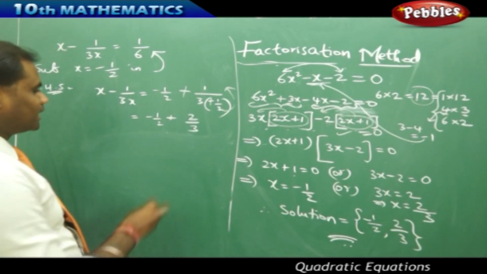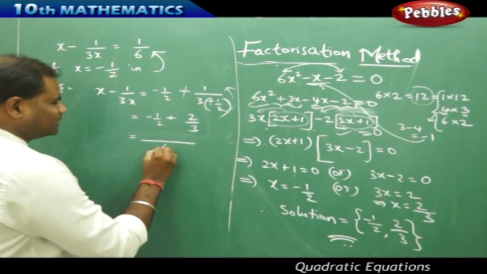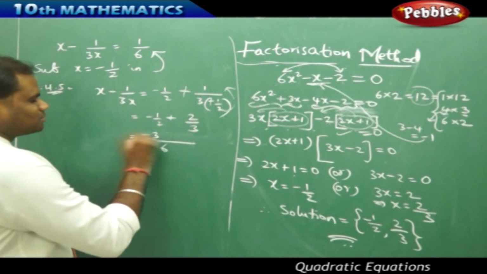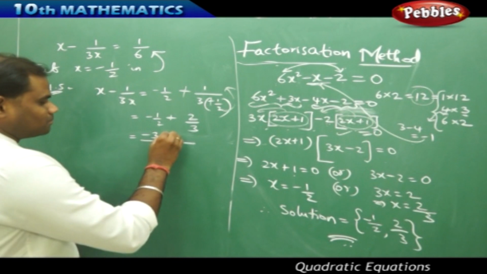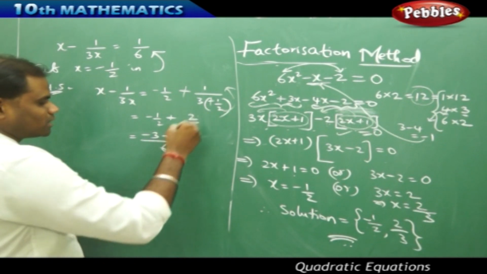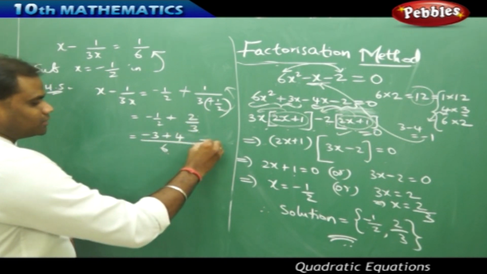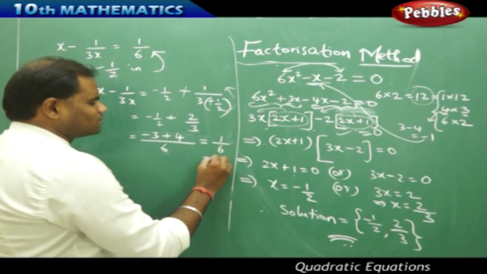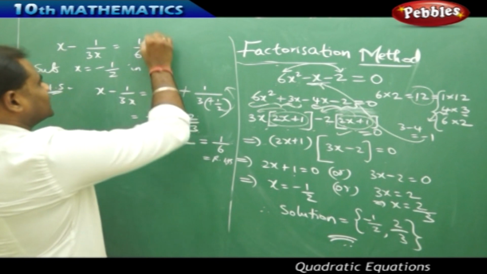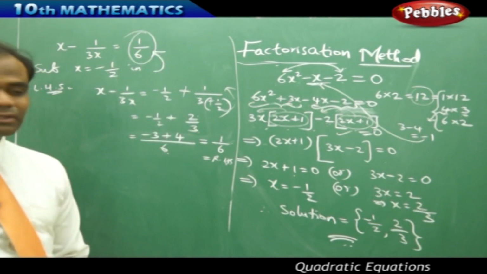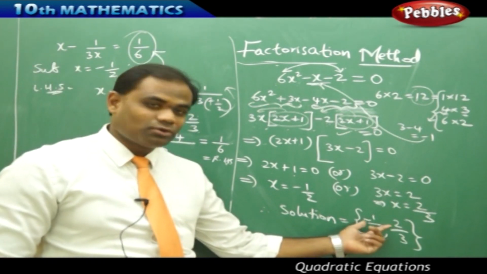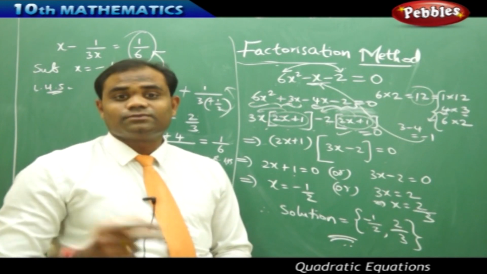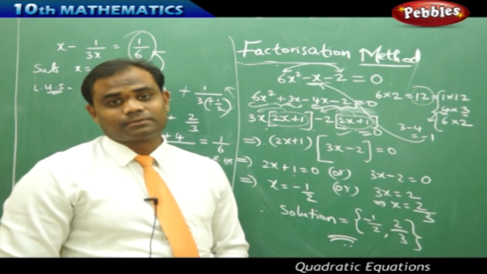Now here I get the LCM as 6, which is 2 times 1 is minus 3, plus 3 times 2, 2 times 2 is 4, which finally gives me 4 minus 3 is 1 over 6, which is clearly the right hand side of the equation. Therefore, the value of x which I obtained, minus 1 by 2, is very much true or correct.